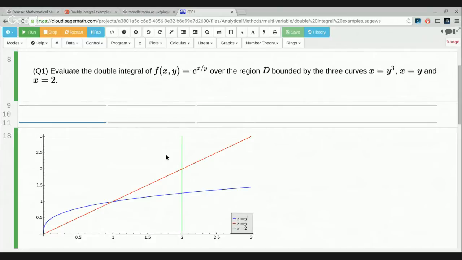So x equals y cubed, x equals y, it's the straight line, the red line, and x equals 2. So x equals 2 is the vertical line located at x equals 2. The blue curve is x equals y cubed, and the red line is x equals y. Those three curves form the boundary of this kind of triangular looking region here in the middle. So what we'd like to do then is integrate this. Question 1.